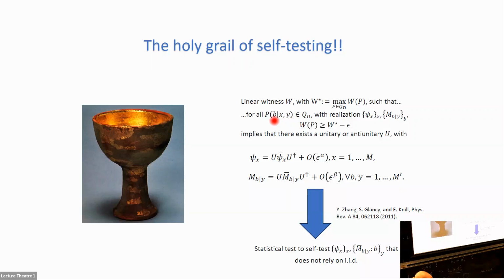If for any distribution that I can generate with d-dimensional quantum states and measurements that is close to the maximal value, then I should be able to prove that there exists a unitary or anti-unitary such that the states that generated the distribution are related to the reference states by conjugation, and the same with the measurements. Once I'm here, then I can use the results of these people in order to devise some statistical tests to self-test these kinds of things.